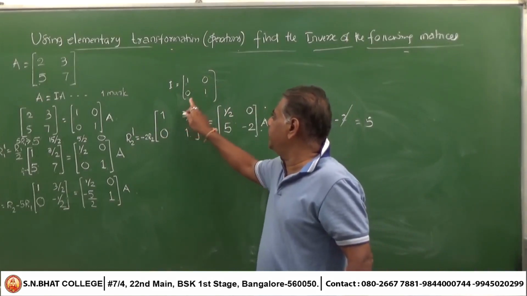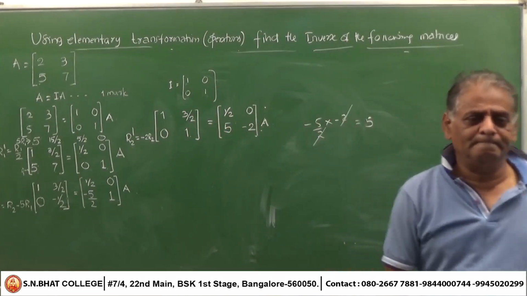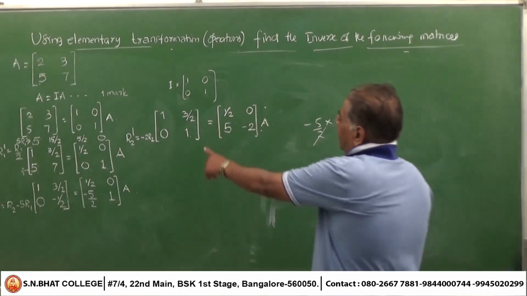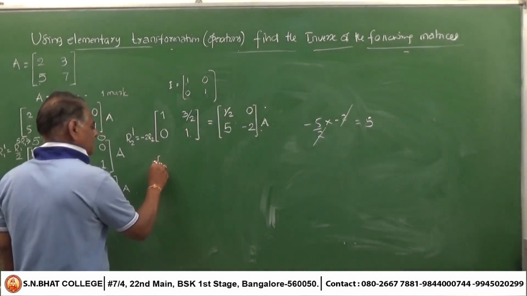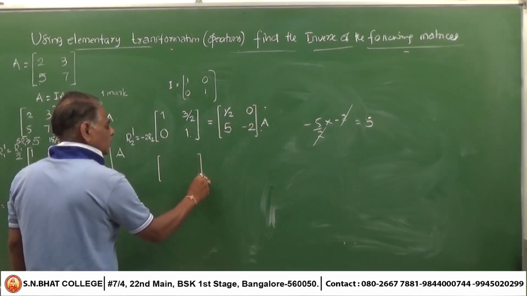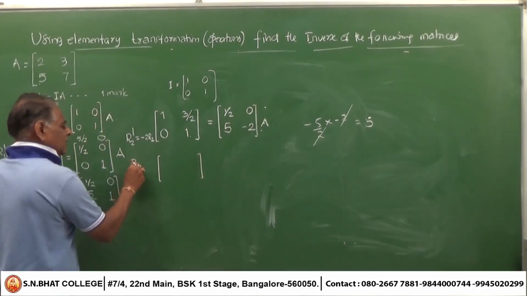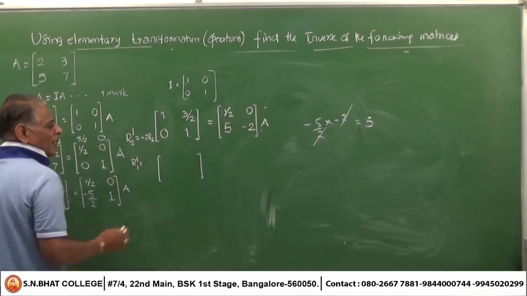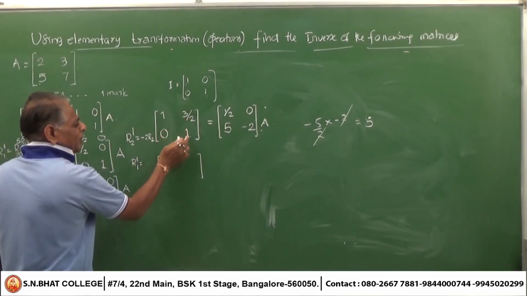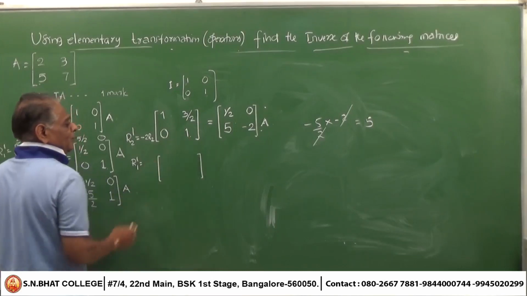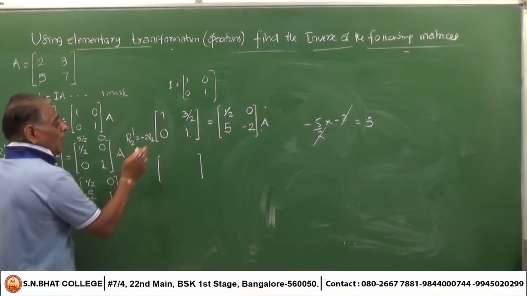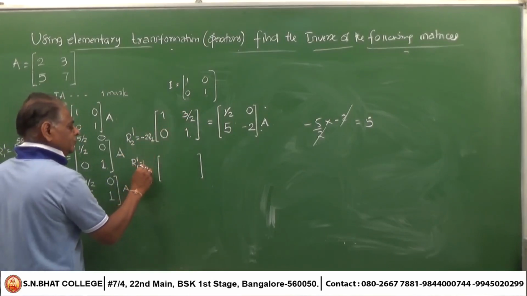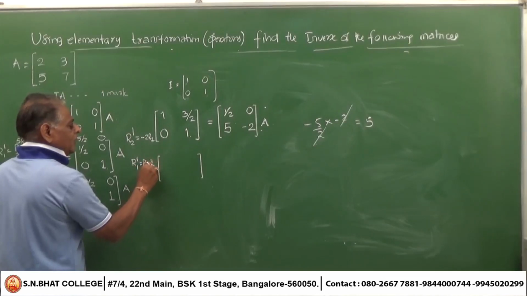Next I have to make this to be 0. Here 3 by 2 is in R1, so you have to do a row operation for R1. To make this element to be 0, I have to make this to be 3 by 2. 3 by 2 minus 3 by 2 becomes 0. R1 dash is R1 minus 3 by 2 R2.